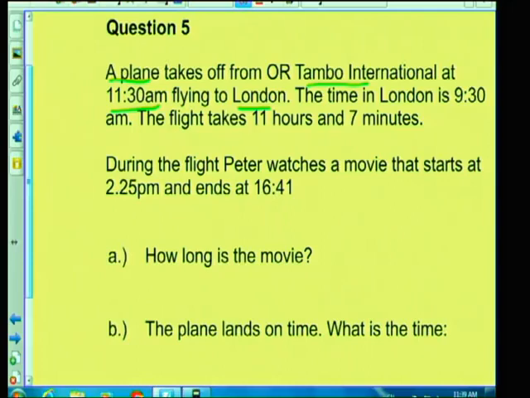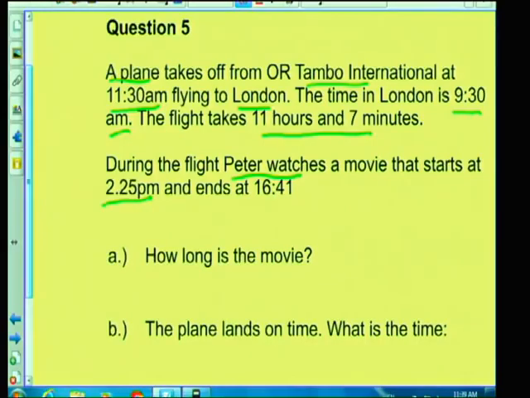The time in London is 9:30 a.m. on the day of the departure. The flight takes 11 hours and 7 minutes. During the flight, Peter sits back. He's trying to take up some time, and they've put on a movie. He starts watching the movie at 2:25 and the movie ends at 16:41.